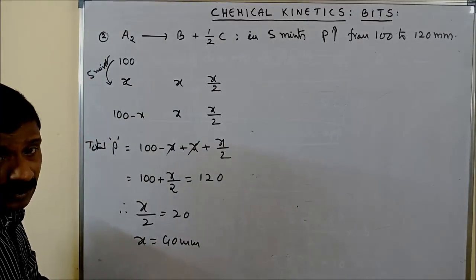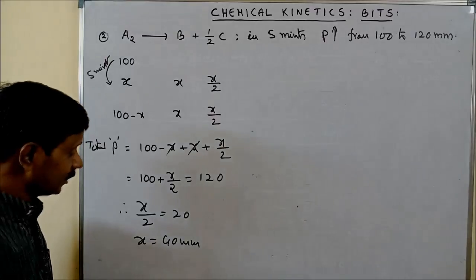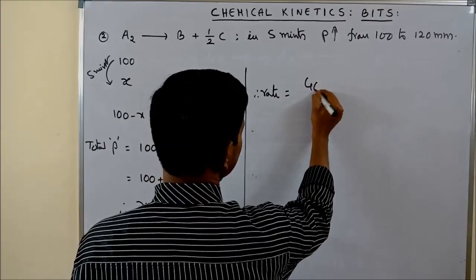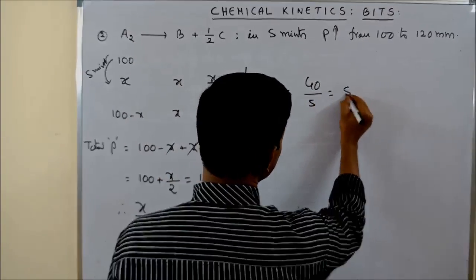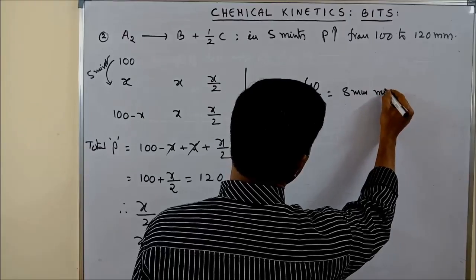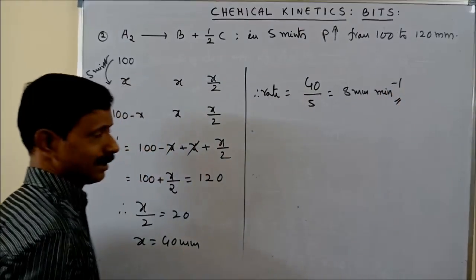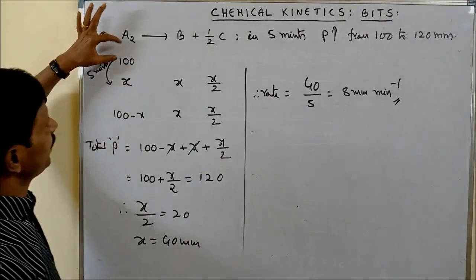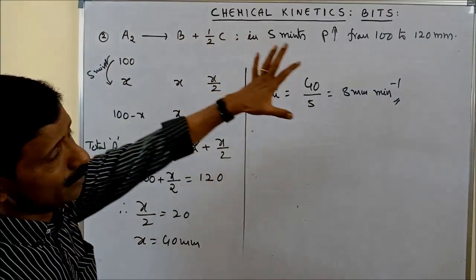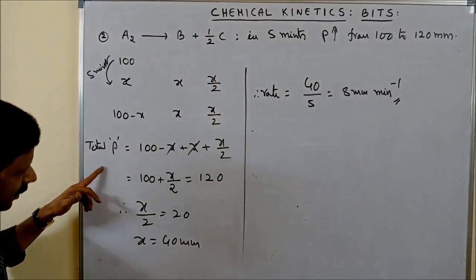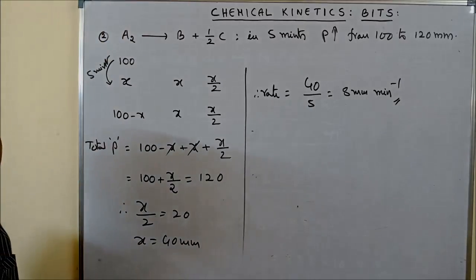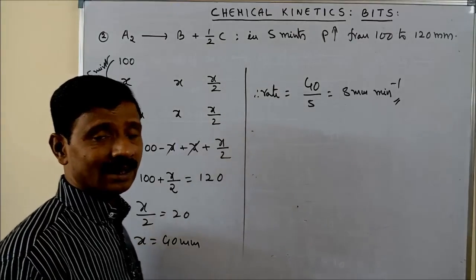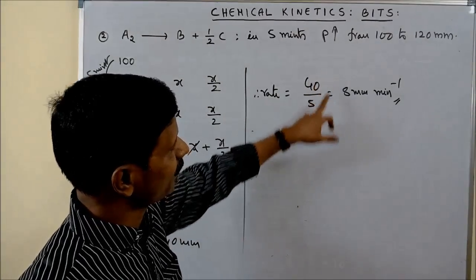But what is rate of disappearance? Decrease in pressure per minute. So the rate of disappearance is nothing but 40 by 5, which is 8 mm per minute. That is the answer. So here basically initial pressure is 100, after 5 minutes it became 120. As per that, here we are calculating the decrease in pressure of A in 5 minutes. So in 5 minutes the decrease in pressure is 40. So then in 1 minute, that is rate, 40 by 5.